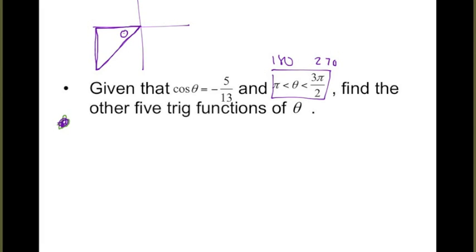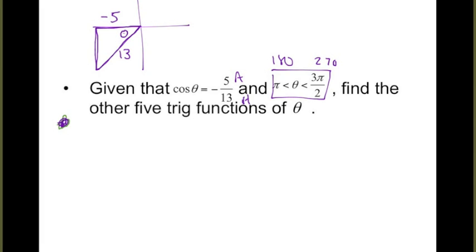Theta goes next to the origin. And we are told our cosine, which is adjacent over hypotenuse, is 5 over 13. So 5 for the adjacent, 13 for the hypotenuse. One of those needs to be negative, so that we would get a negative 5/13, and we learned our hypotenuse is always positive, so that 5 must be the negative.